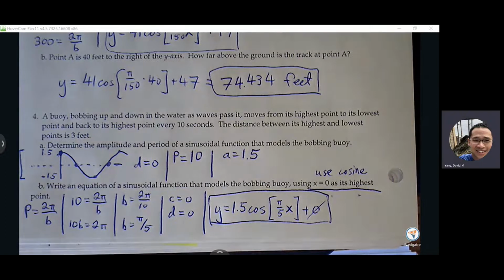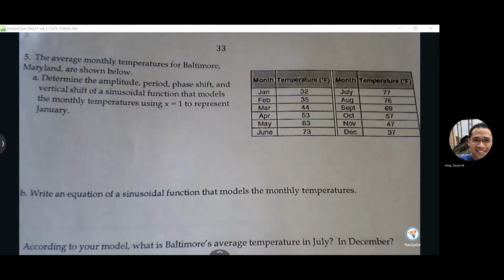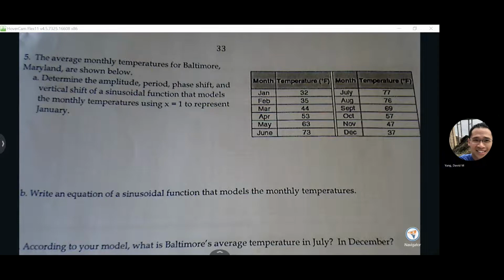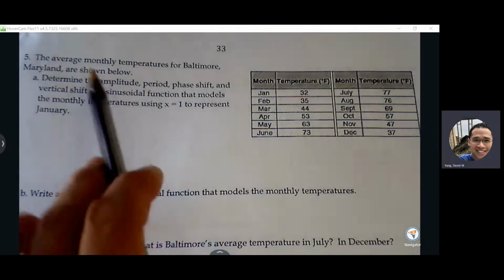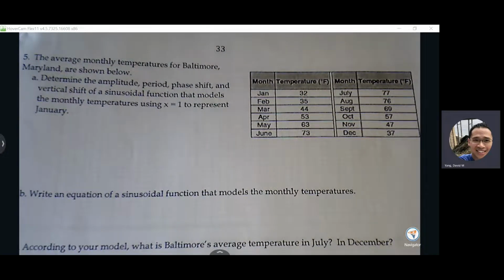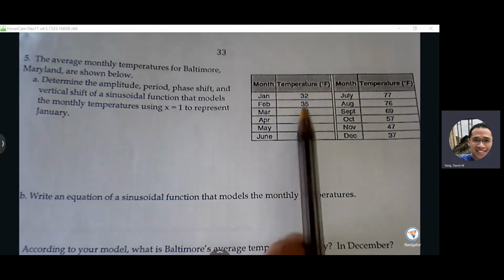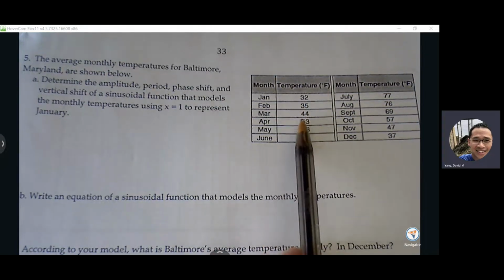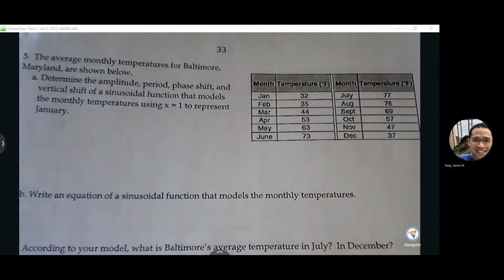Okay, page 33. The average monthly temperature for Baltimore, Maryland is shown. Determine the amplitude, period, phase shift, and vertical shift of a sinusoidal function that models the monthly temperature using x equals 1. Okay, so we're starting at 32, and it continues to rise.